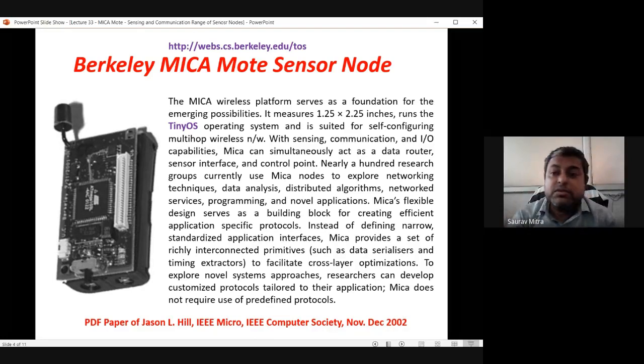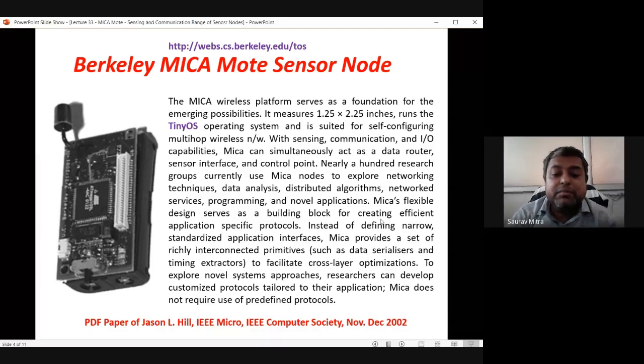There are a lot of nodes which are actually blocked. You cannot put any external program into them. Okay, but MICA is not like that. In MICA Mote, you can put your own program, you can do your own routing, you can put your own algorithm into MICA. Okay. And you have to inform that group that these are the advancements I have done. If they find it quite good, quite novel, then they will pay you for that. Okay, so that is another thing which is there for MICA Mote.